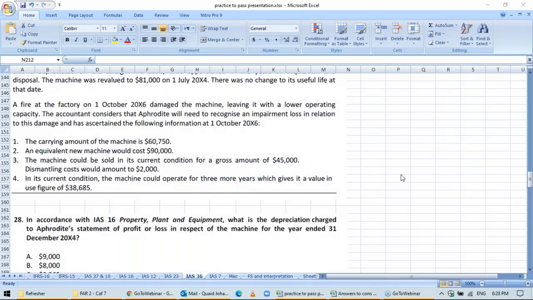I'll be marking the important figures with red ink. See, the carrying value of the machine is given as 60,750, as we calculated, right? And then the fair value is 90. Sorry, the machine could be sold now for 45,000, and dismantling cost would be 2,000. And what do they say about the value in use? The value in use figure is 38,685.